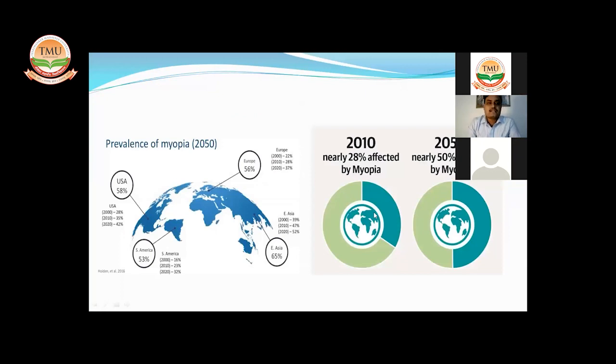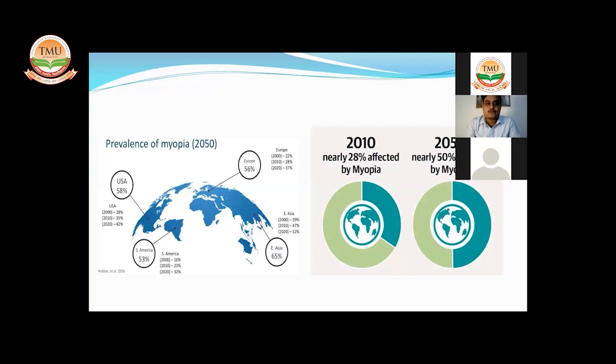Secondly, what is the prevalence of myopia? As you see in this slide, there is a 58% prevalence in the USA, 53% in South America, 65% in East Asia and 56% in Europe. This is the prevalence rate of myopia from 2010 till now. If we talk about India, approximately 25% of urban school children are affected by myopia. What this study shows is that the urban population is affected more than the rural population.